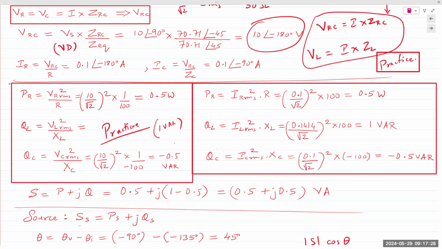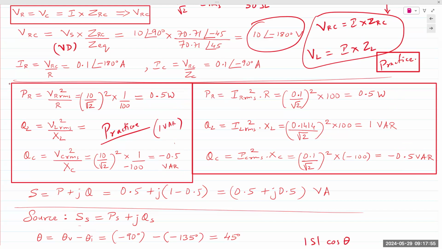In all cases, you get the exact same values. 0.5 watts, 0.5 watts, minus 0.5 VAR, minus 0.5 VAR. The minus comes from the fact that the capacitor, of course, has a minus 90 degree impedance angle, minus 90 degree power angle. That's where the minus comes from.